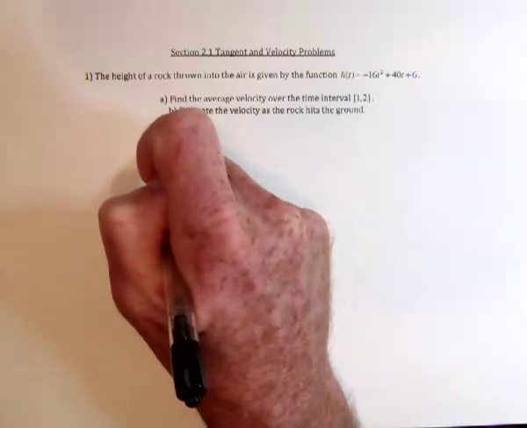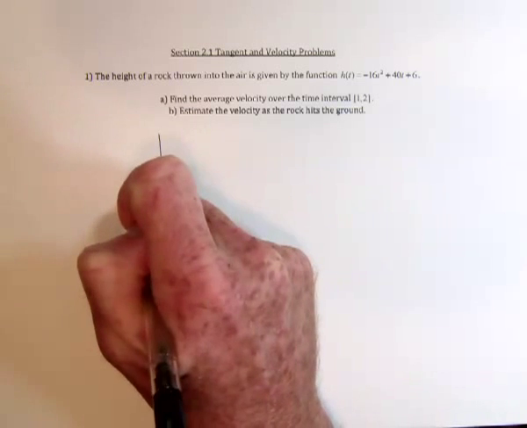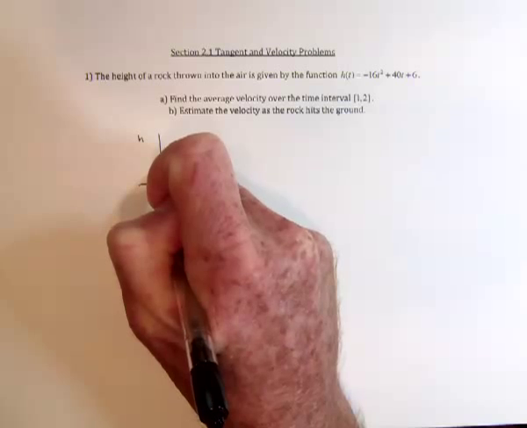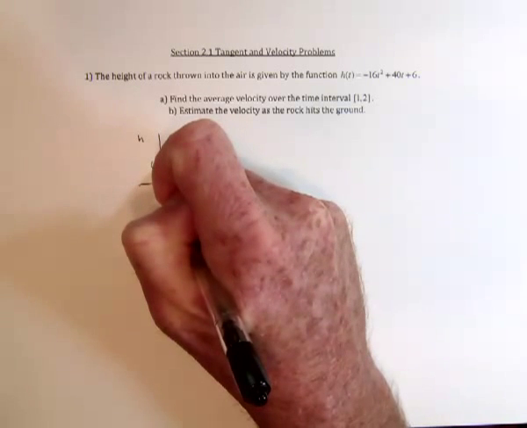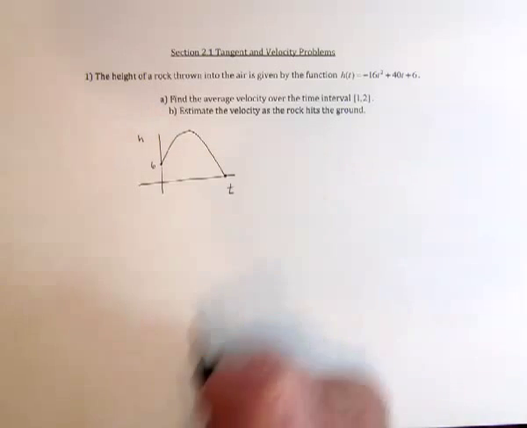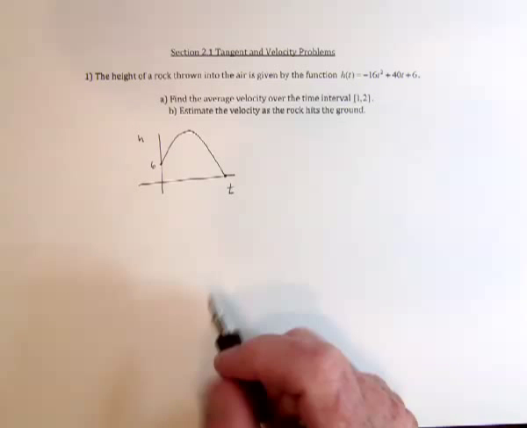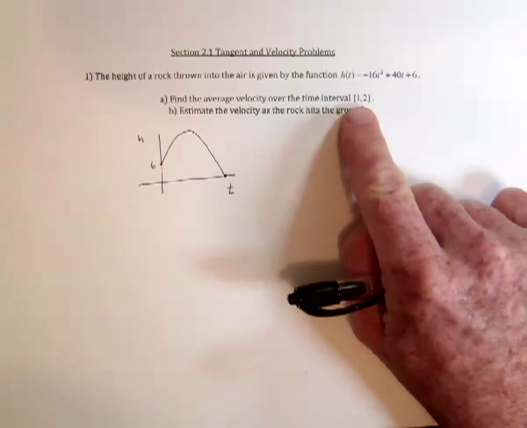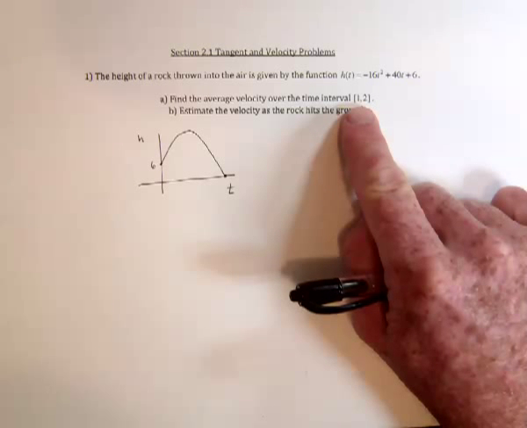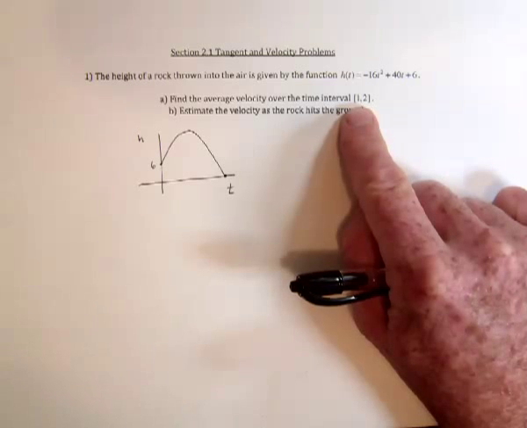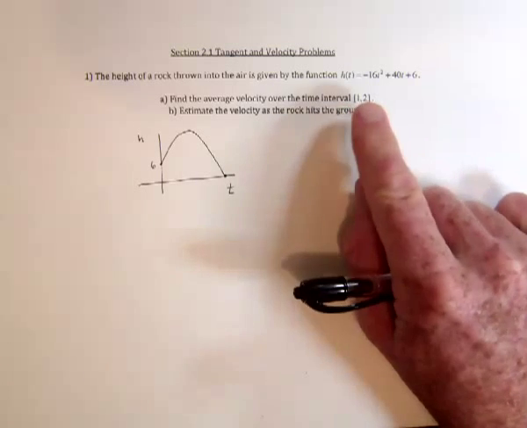So in general, the picture would look something like this over time. We've got the height starting at 6 feet. The rock goes up. Gravity, of course, eventually pulls it back to the ground. So then we've got this time interval given. It says when you go from 1 second to 2 seconds, on average, how fast was the rock going?